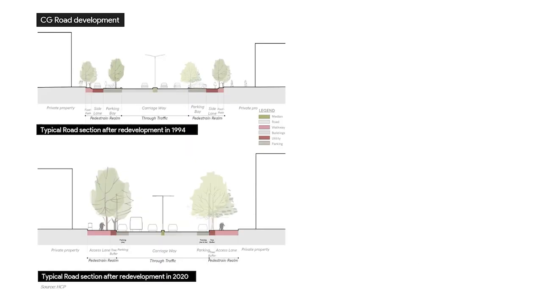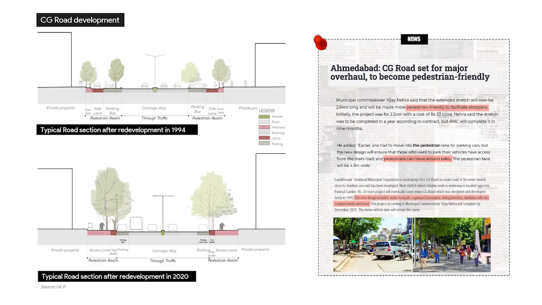Talking specifically about CG Road, the design of the street has been modified twice. Once in the year 1994 and then in the year 2020. The current design aims to be more pedestrian friendly than the earlier. However, none of the designs talk about the universal accessibility, especially for the people on wheelchair and for the people with visual impairment.